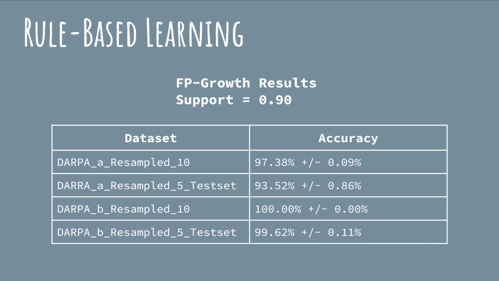Lastly, when the support was 0.9 for FP growth, the results came out to be 97.38% for the first data set, which was DARPA A resample 10, 93.52 for DARPA A resample 5 test set, and 100% accuracy for DARPA B resample 10. And lastly, 99.62 for DARPA B resample 5 test set.